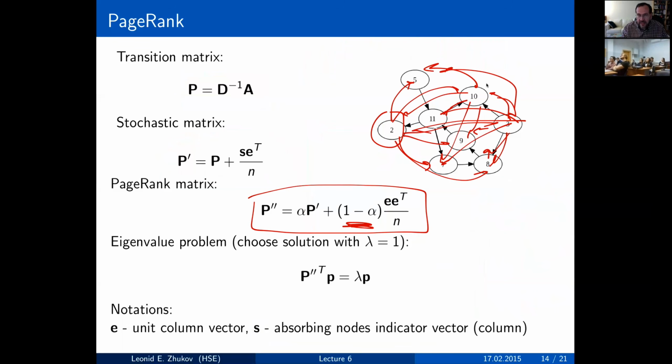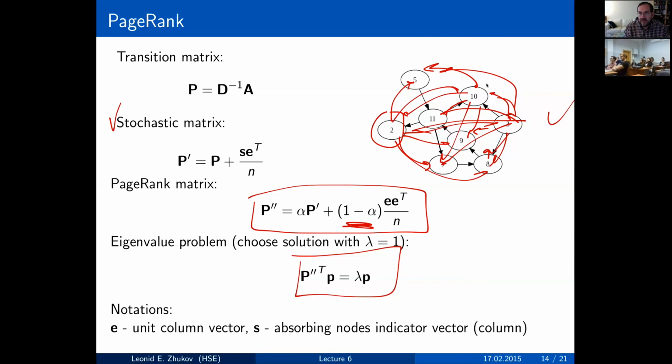So this is going to look like a complete mess, right? But it will guarantee that the graph becomes strongly connected. And that's what we need. So now we have a stochastic matrix, and it is strongly connected, and it's acyclic. As a result, it's guaranteed that this eigenvalue problem will have a solution with eigenvalue 1.